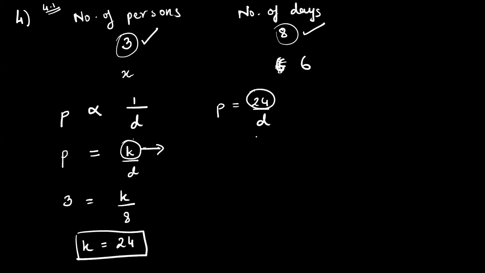For example, now, if I want to finish the sum, can I see that out of these two, they have given us number of days as 6. So here I can put 6. That means if I write P is equal to 24 upon abhi D, number of days I know is 6. So P का value आएगा 4. This is the answer.